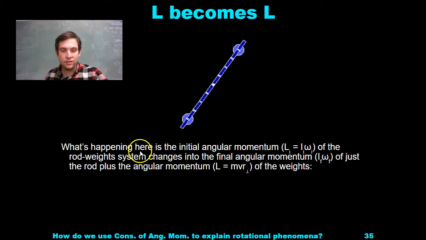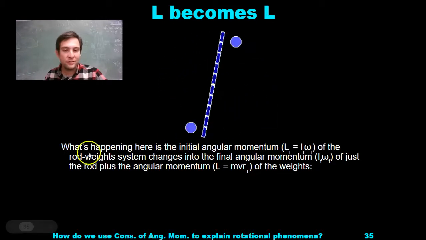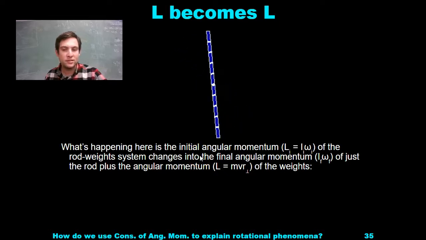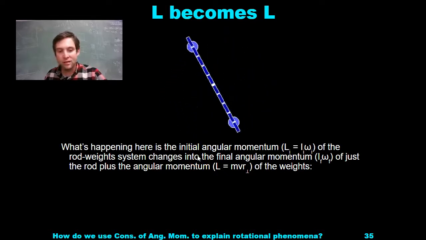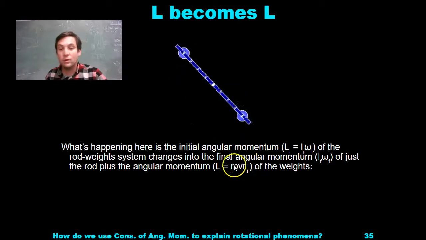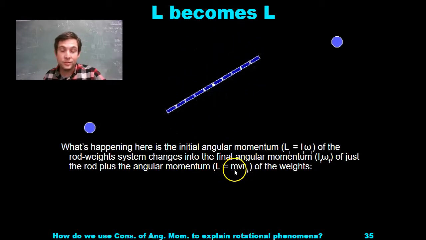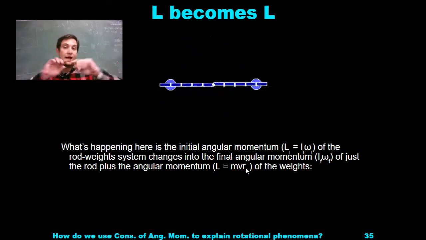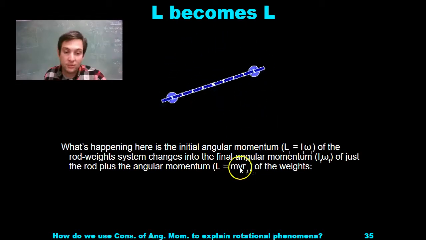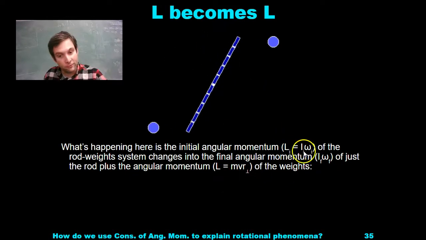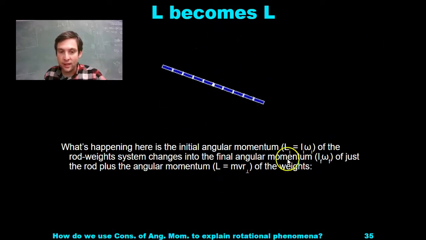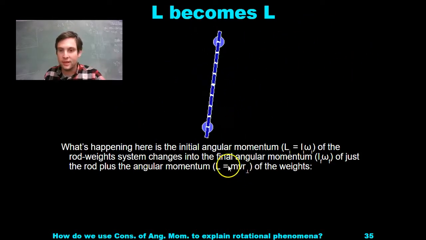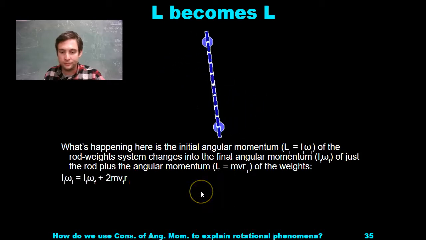L becomes L. So what's happening here is the initial angular momentum of the rod weight system changes into the final angular momentum of just the rod plus the angular momentum of the weights. We're using angular momentum L equals m times v times r for the weights because now those weights are translating. Now they're moving linearly. So we have to use this version. While the rod is rotating, we can use I times omega. While those things are translating, we use that form of the equation.